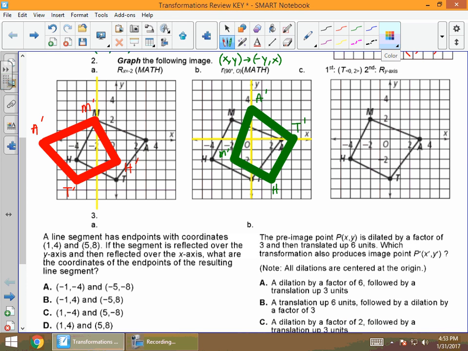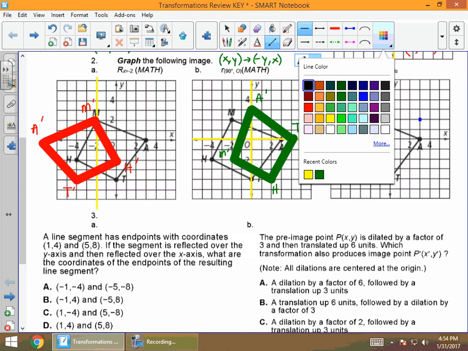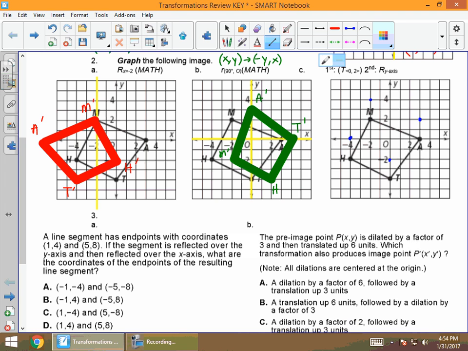All right, and then C, you have to do two things. First, the capital T, 0, 2. That is a translation of left and right 0, but up 2. So I'm just going to move all my points right now up 2 units. Hit them with some little blue dots. And then I have to reflect them across the y-axis. Okay. Well, flip across the y. Here's the y-axis. It's now yellow. So flip my blue points across that.